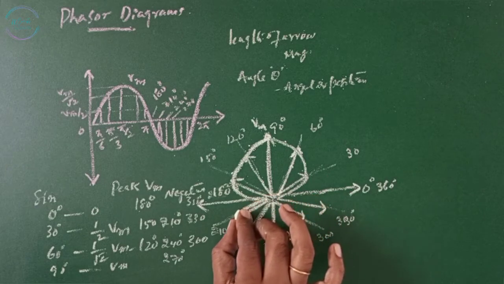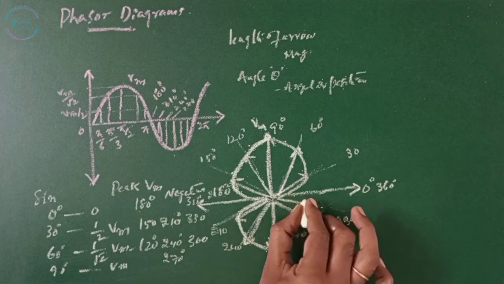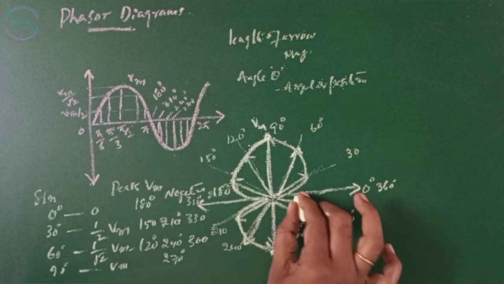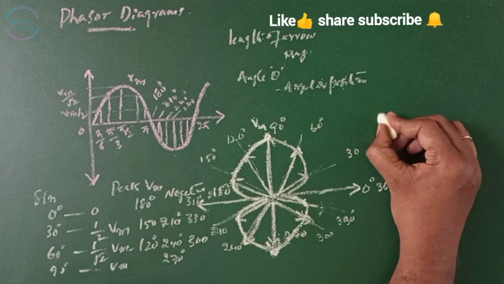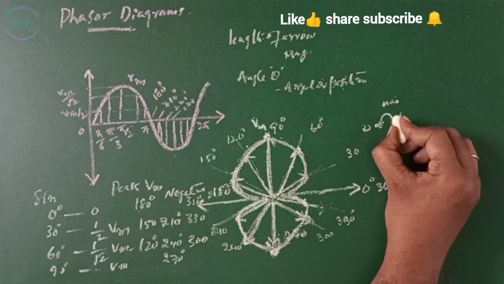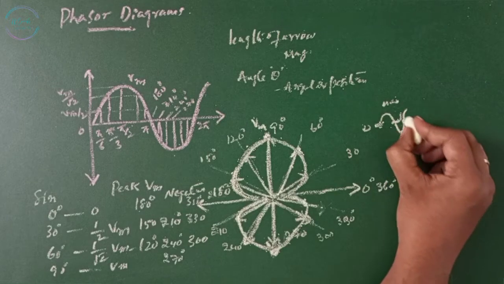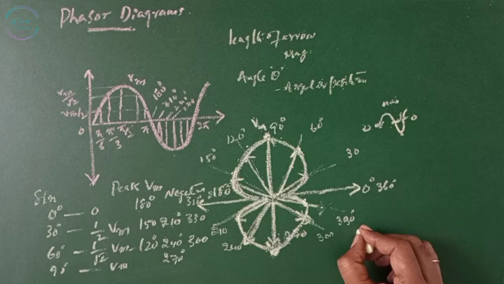And here it starts increasing, to max, half part. So this is nothing but a sine wave itself. 0 to max, max to 0, 0 to negative, negative max, and 0. So this is a phasor diagram.